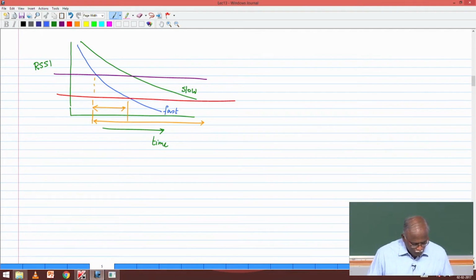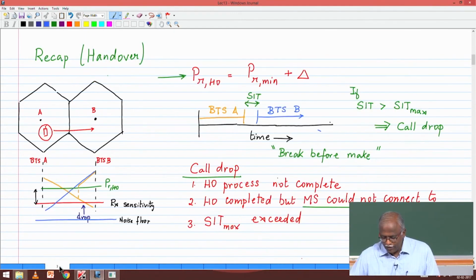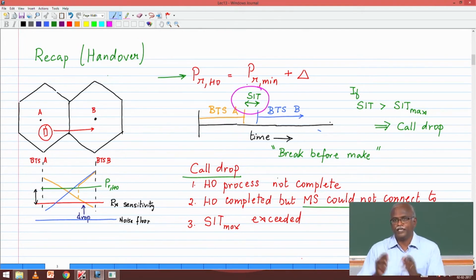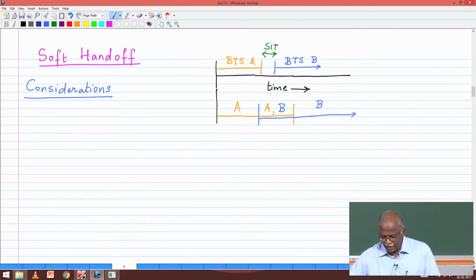Okay, now we want to move into another very important concept, and this comes from going back and asking what is wrong with the handoff mechanism as we have defined it. What are the weaknesses of this handoff mechanism? Basically, it is this particular interruption that occurs, because if that interruption increases, then the call drops. So the question that arises is, can I have a scenario where rather than having a break before make, I have a system that does make before break? That means you establish the contact with base station B before you break the link with base station A.